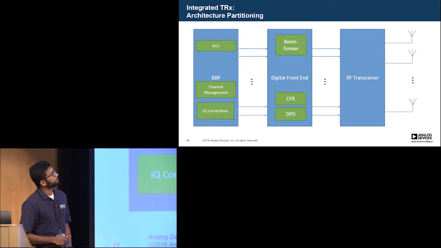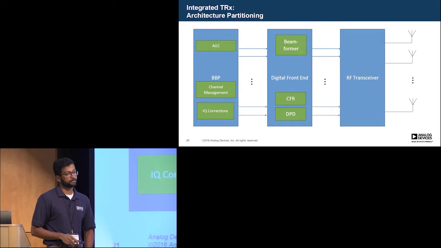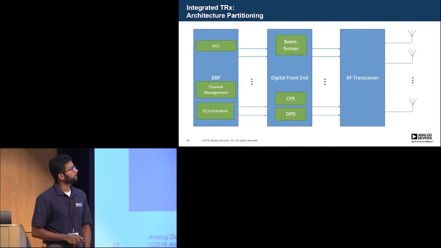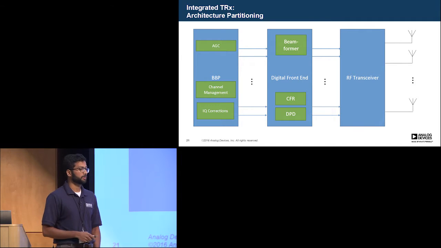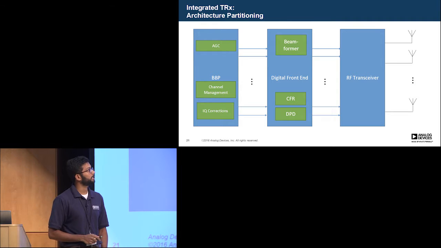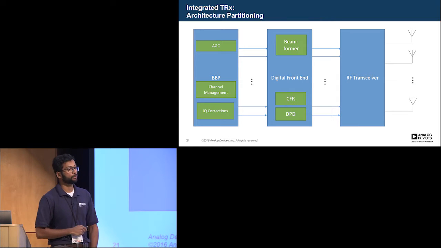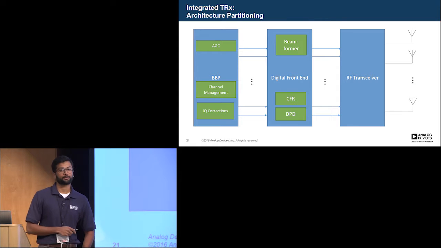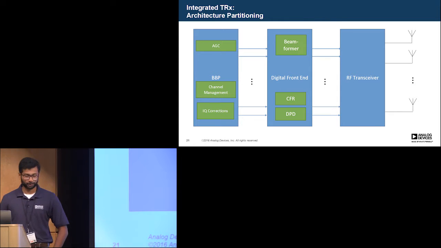So, I showed this diagram earlier. Now, to illustrate the point, with the 9361 or even the 9371, you have the AGC and the IQ corrections being done at the transceiver. What this allows you to do is get more of your processing power back at the baseband processor. So you could go ahead and solve the DARPA Grand Challenge if you wanted with that extra processing power, or do something else.